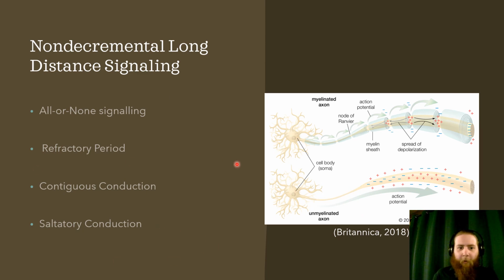These conductions are both fast. Saltatory is much faster because it's jumping. Saltare means to jump, so this signal is jumping from these spots of unmyelinated area on the side of the axon and getting depolarized. So it's a very effective method of taking signals and transporting them around the body.